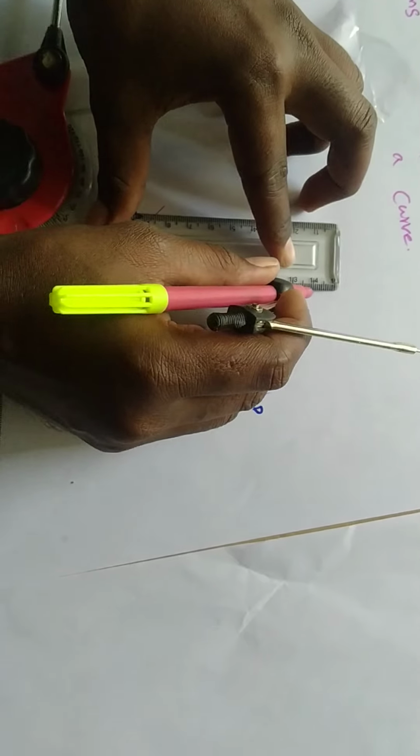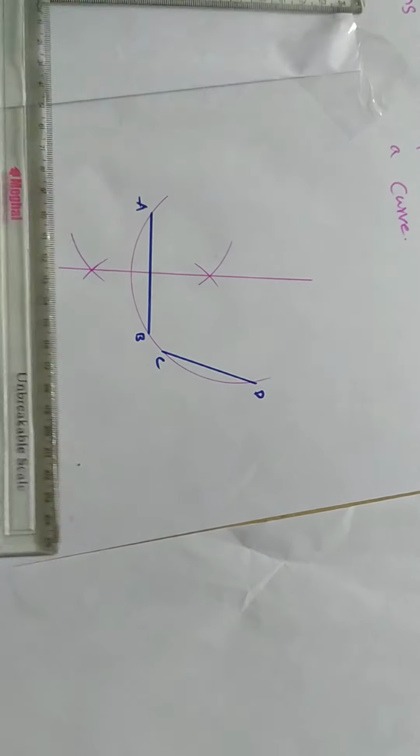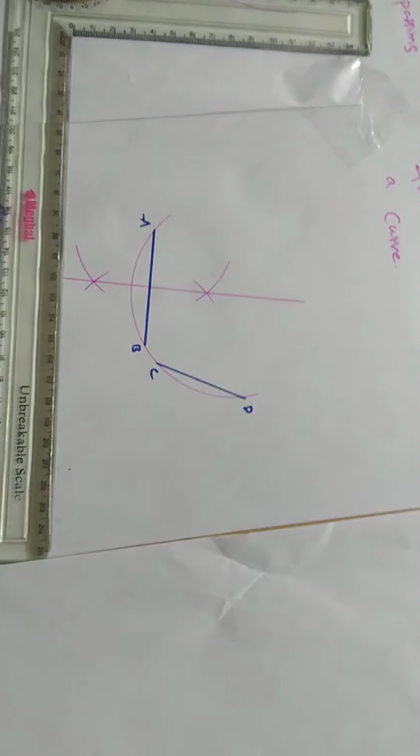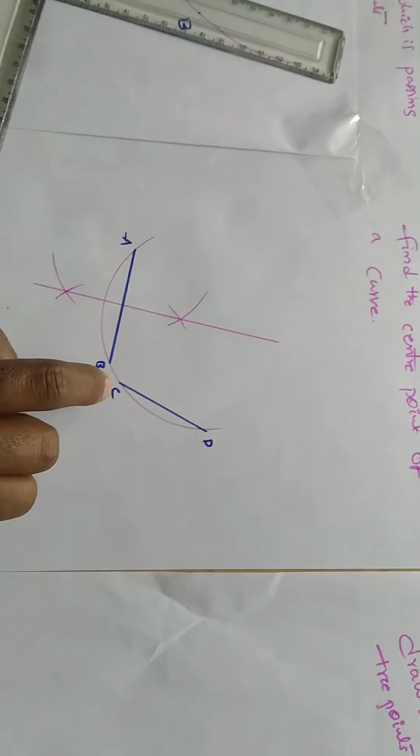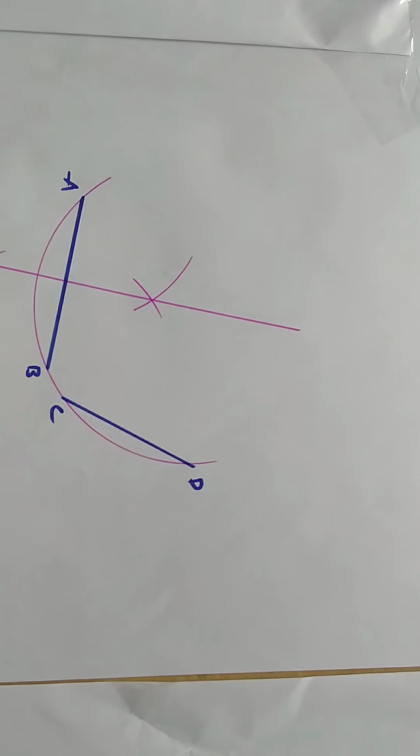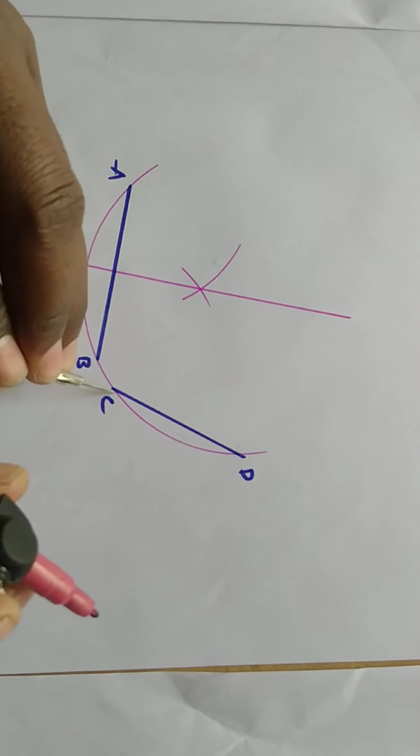Okay, join these two arcs' intersection points. This is the bisecting line of AB. Next, again bisect CD.